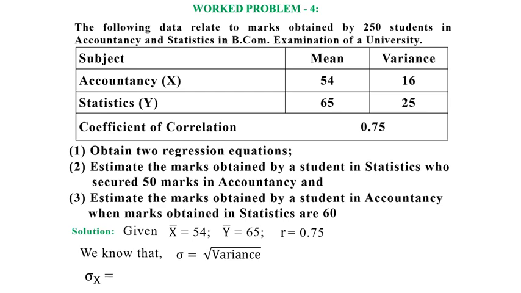So standard deviation of x equals square root of 16, variance is 16, which is equal to 4. Similarly, standard deviation of y equals square root of 25 equals 5. So now you can proceed to solve this and construct the regression equations and estimate the given values when independent variables are given. Okay, like this, when variance is given, you have to compute standard deviation using the square root of variance formula.